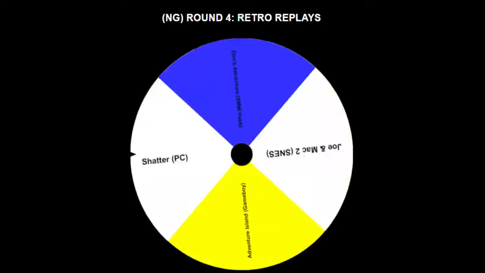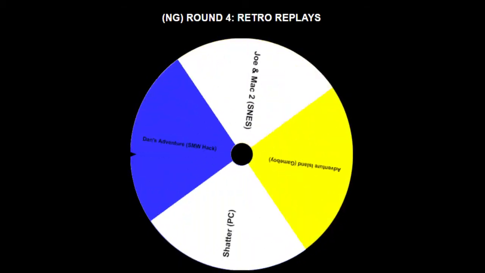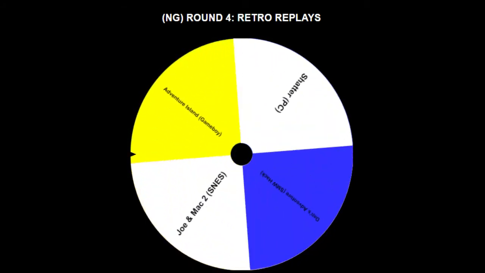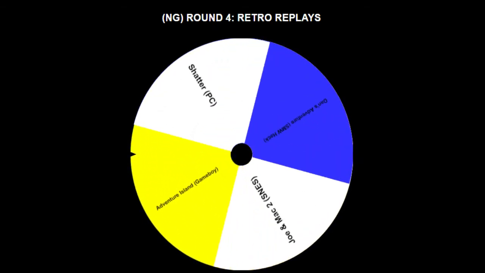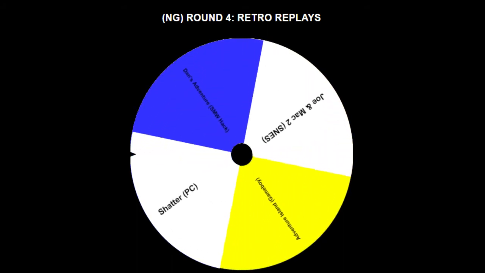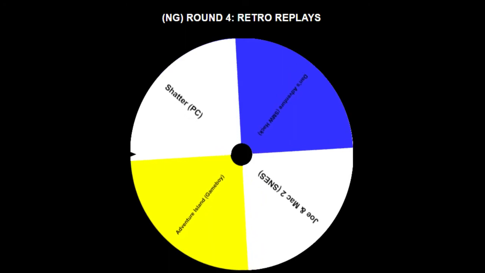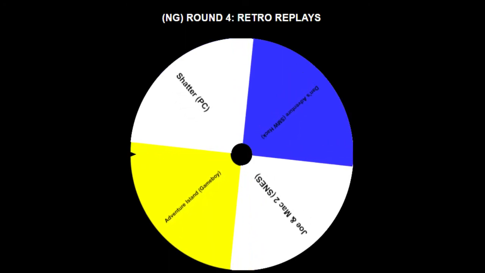Okay, I didn't put more seconds for the wheel spin, so I clicked more times. So this is the 4th game that we're getting. Looks like it's going to be Shatter. Or maybe not. Adventure Island on Game Boy.